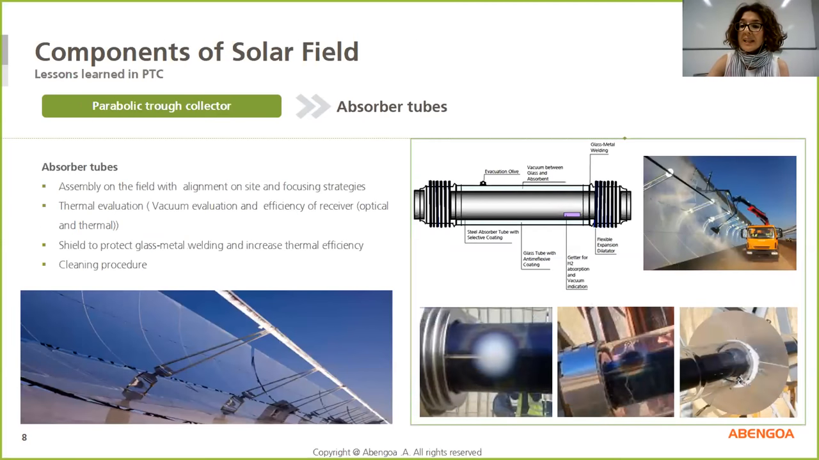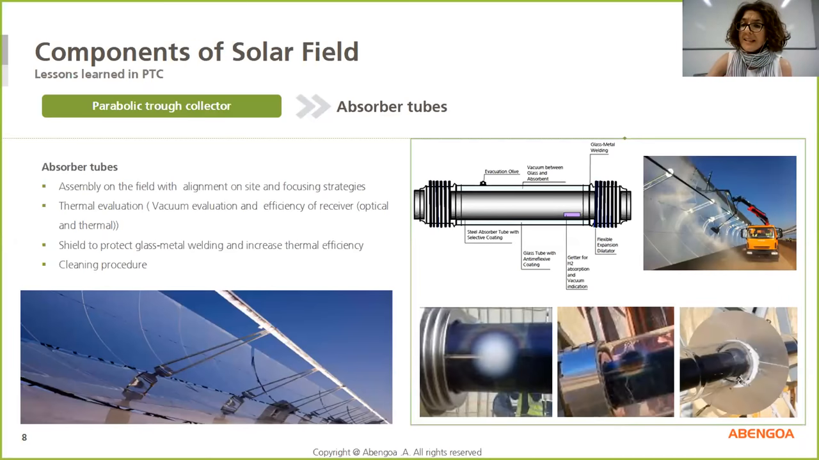During the construction, the assembly of the receiver tube on the solar field is another key aspect to comment on. For this, we must highlight the alignment on site and the validation of focusing strategies. After mechanical assembly, the evaluation of efficiency must be carried out, for which a vacuum evaluation and an optical and thermal evaluation are performed. In addition, we recommend the installation of a shield to protect the glass-metal welding. With this shield, we increase the thermal efficiency of the system.